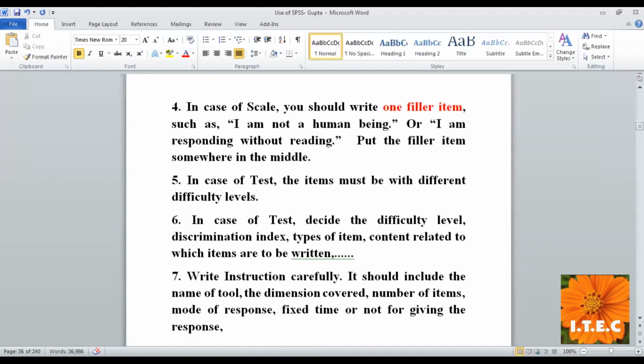You know, in our board exam or the university exam, you are given 3 hours. Whether you are able to write the answer of all the required questions in 3 hours or not, they will not extend the time. Sometimes they give extra time, and sometimes they may say you take as much time as you like. So time is only important in case of a test, not scale, not inventory.